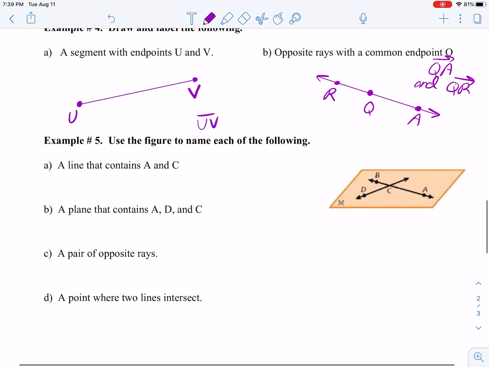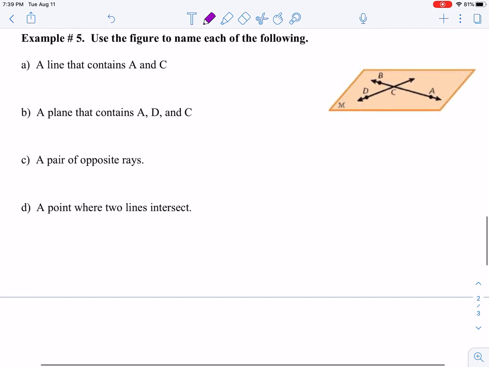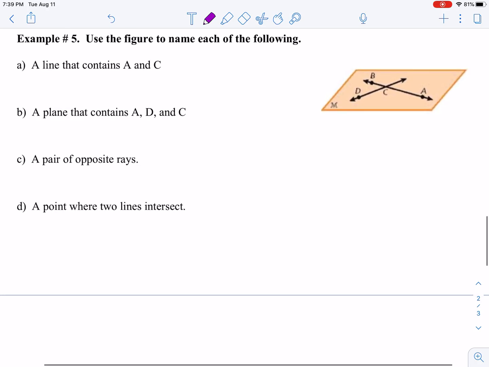Great. In example 5, why don't you try to use this figure and name some of the following that you might be able to identify.